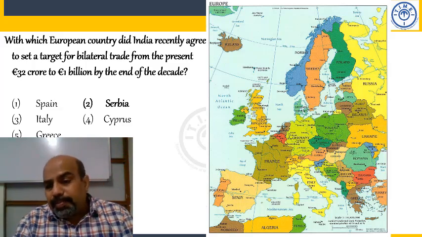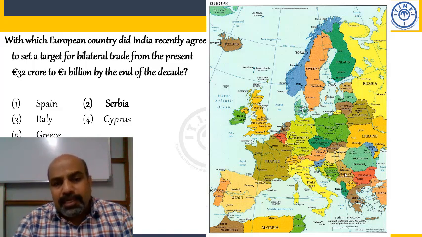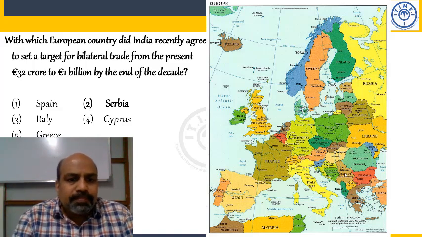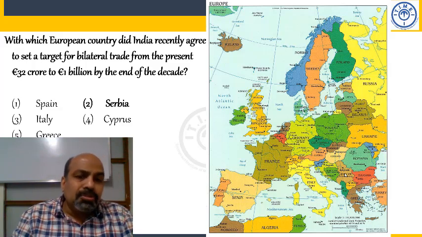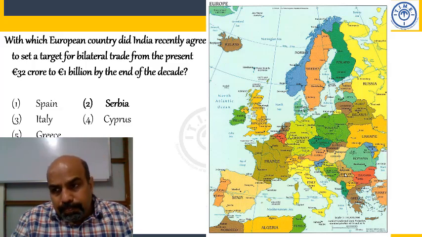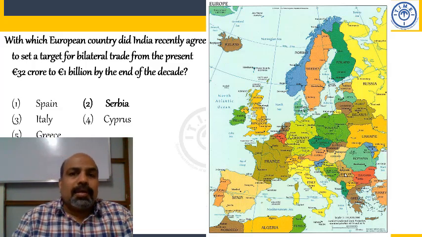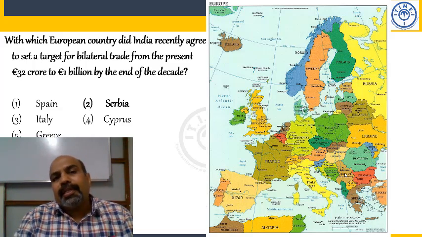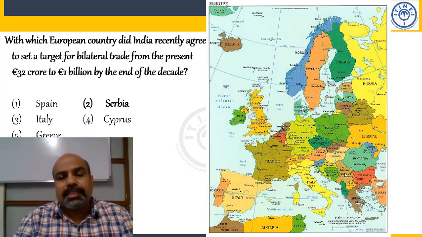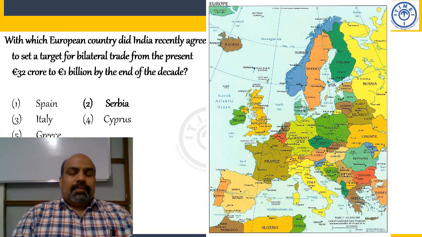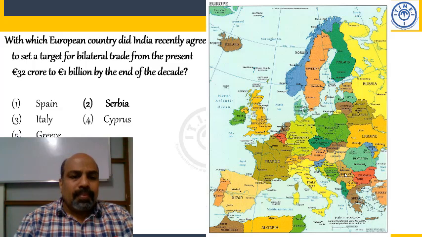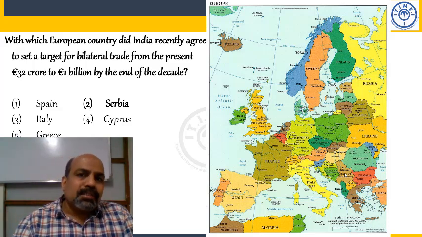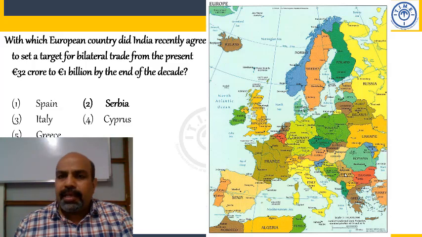Serbia's capital is Belgrade, B-E-L-G-R-A-D-E. Let's write two things about Serbia. Capital is Belgrade, B-E-L-G-R-A-D-E, Belgrade. Two, the president, Aleksandar Vučić, V-U-C-I-C. Its currency is dinar, Serbian dinar, D-I-N-A-R.